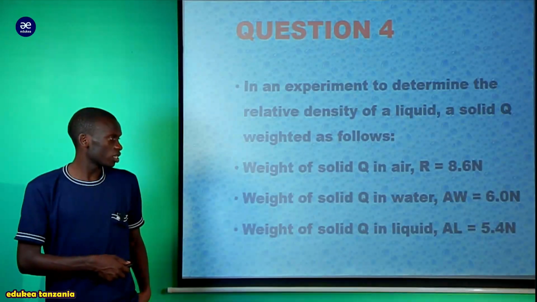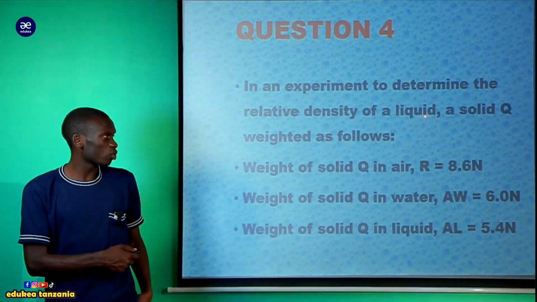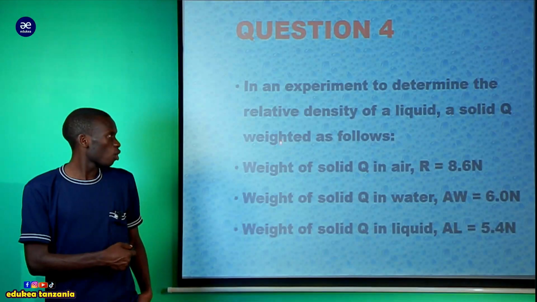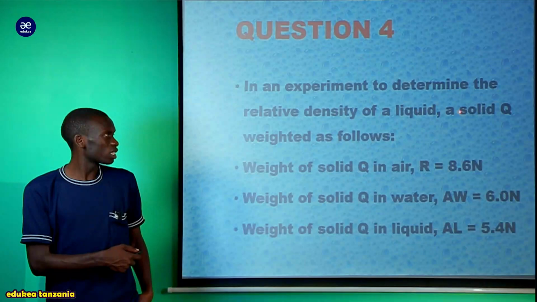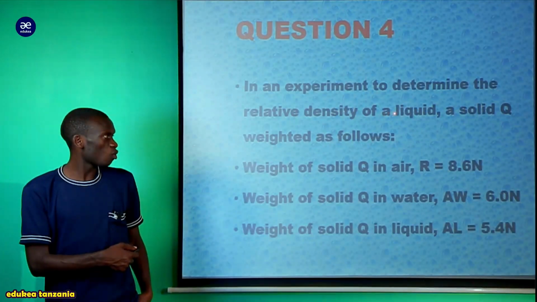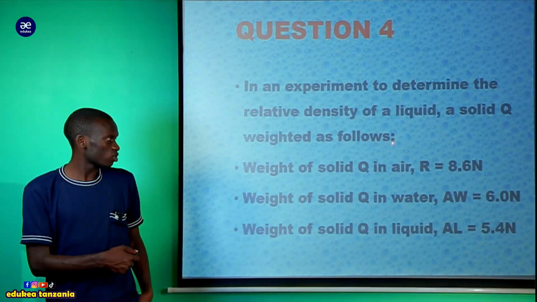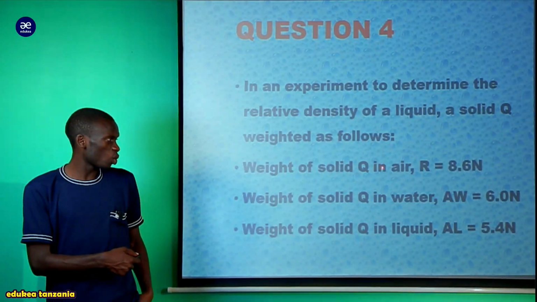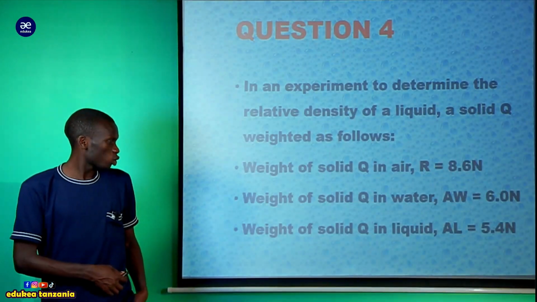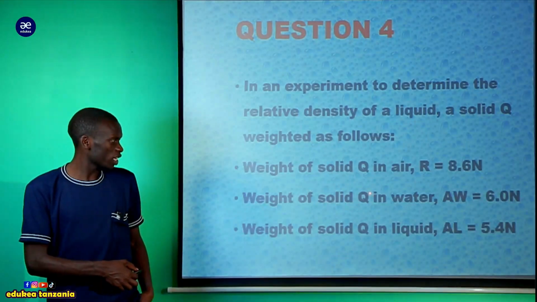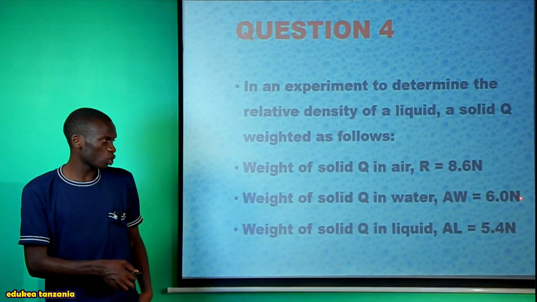Another question is here. In an experiment to determine the relative density of a liquid, a solid Q was weighed as follows. Weight of solid Q in air, R, is equal to 8.6 Newton. Also, we are given the weight of solid Q in water, the apparent weight in water, which is equal to 6.0 Newton.